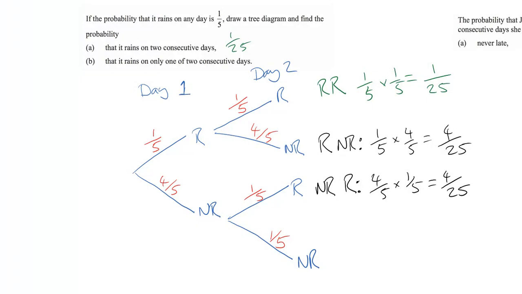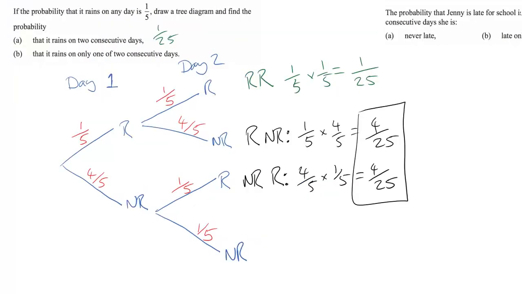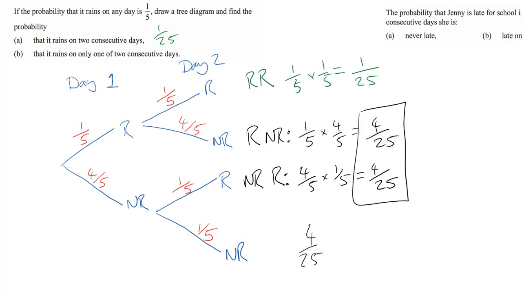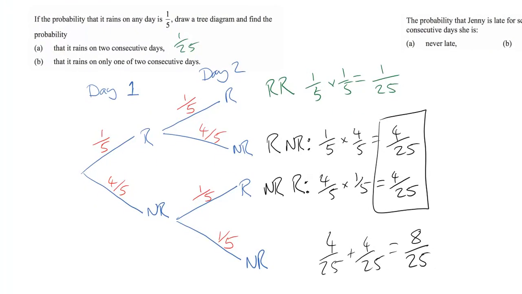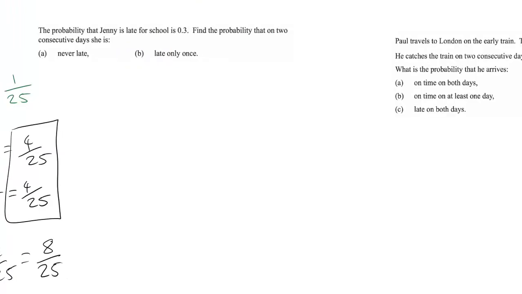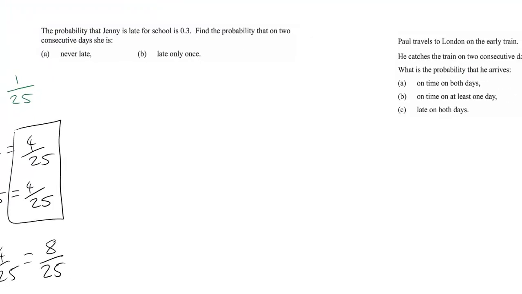Now, I need to combine those because I'm only asked for if it rains on a day. It doesn't say if it's the first or the second day. So the way we're going to get around that problem is we're going to add these together. So our combined probability will be 4 over 25 plus 4 over 25, which of course is 8 over 25. We add the numerators. So the probability that it rains on only one of the two consecutive days is 8 over 25.